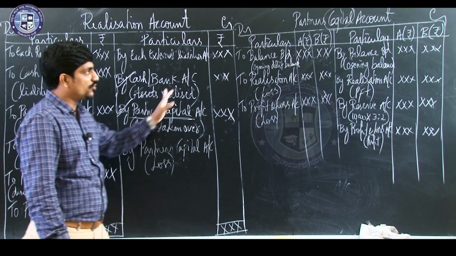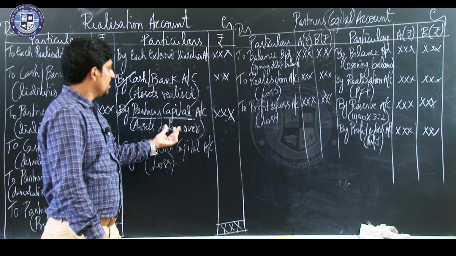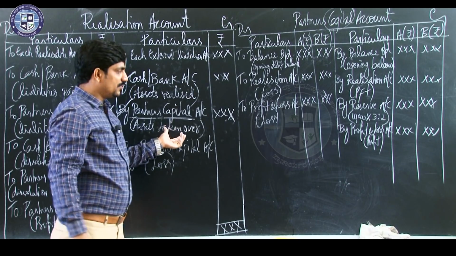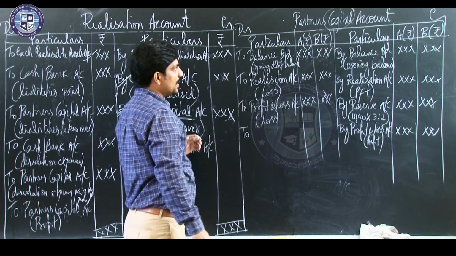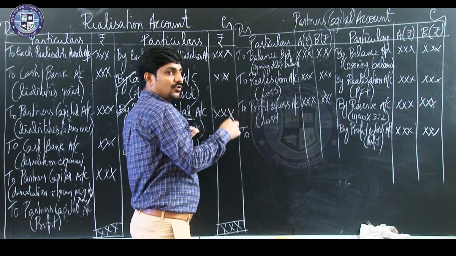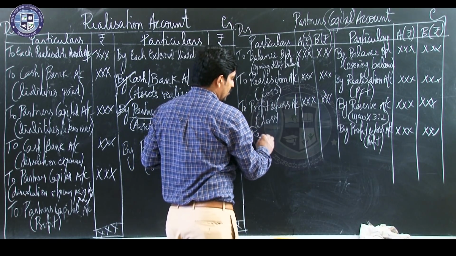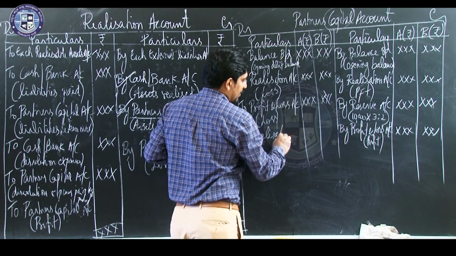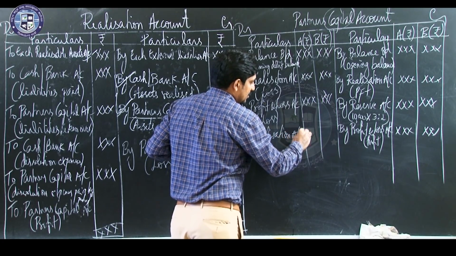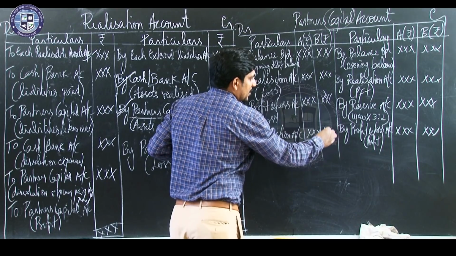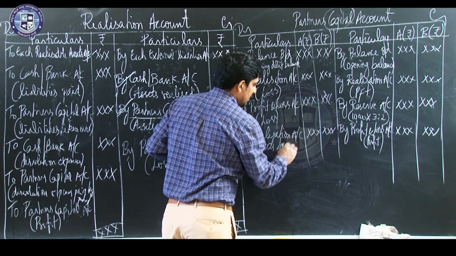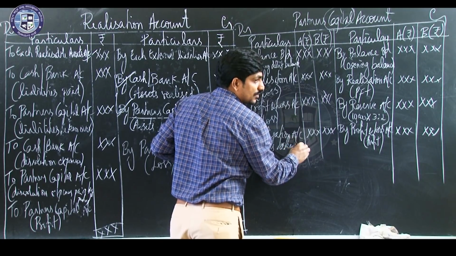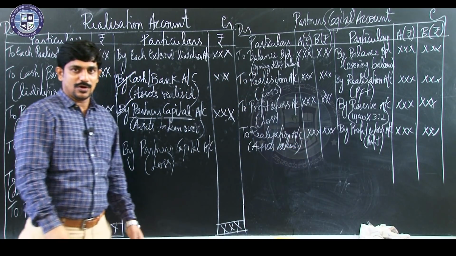Now this information you need to transfer to the partners' capital account. Here which side is it on? Credit side. When you are transferring, it will go to the debit side. That is, partner's capital account debited to realization account. Write the name of the partner who has taken over the assets, and under his column you need to write the amount.